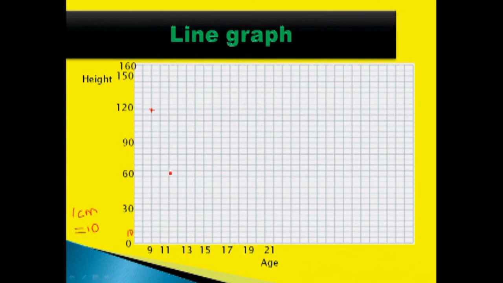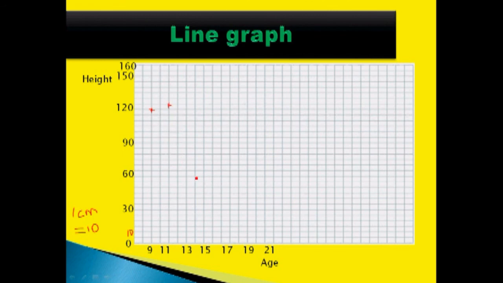Now, for 11, she became 125 centimeters. Now note, for every centimeter, it's 10 centimeters. So to get 125, we will have to go half of 10. And half of 10 is 5. So half of this line will be 5 right here. So therefore, 120 plus 5 will give us 125. So our next point will be right here.